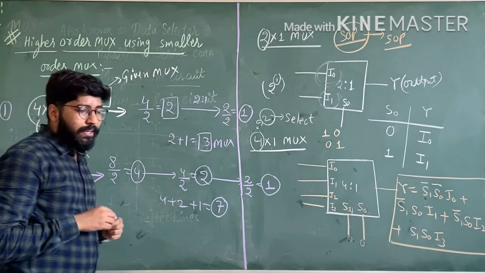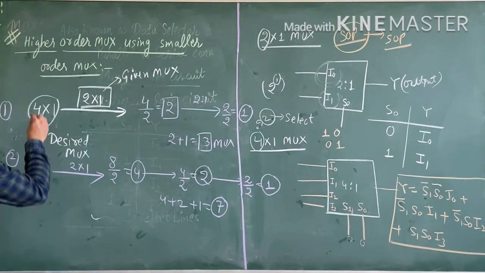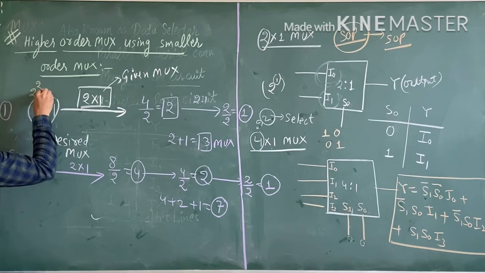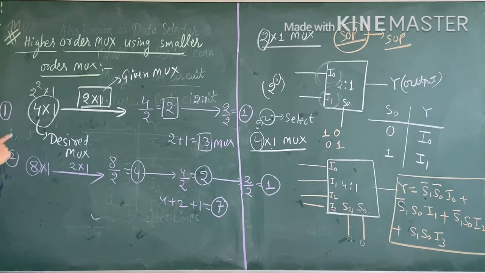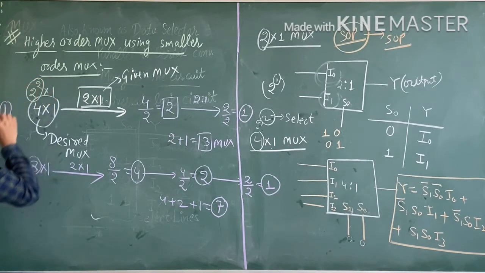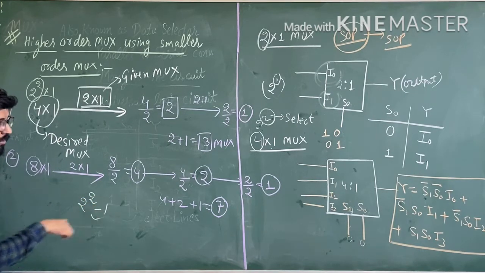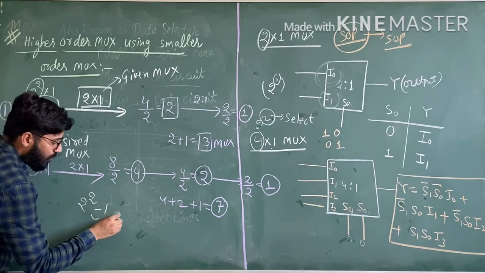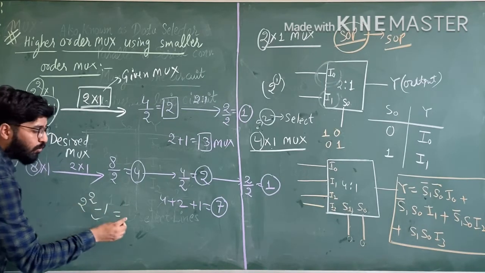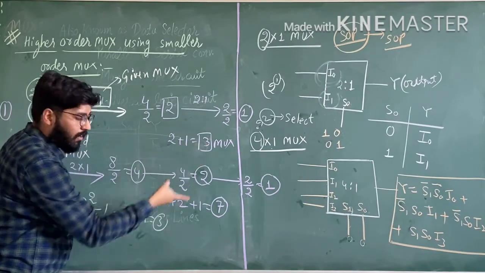Now you have to see a short trick. See, this is 2 raised to the power 2 cross 1 MUX. This you have to write as 4, 2 raised to the power 2 cross 1. Now you have to see here, if we have 2 raised to the power 2 minus 1, then it becomes 4 minus 1 equals 3. The answer is 3.